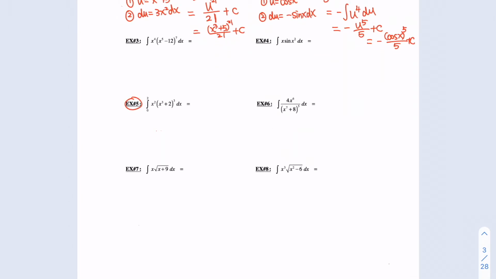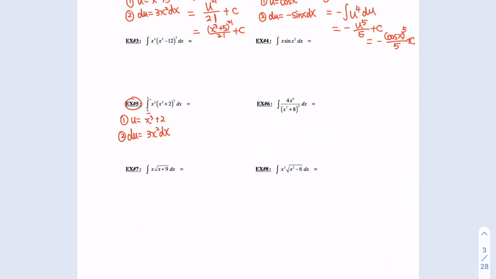Example 5, this is definite integrals. We have 0 and 2 as our lower and upper boundaries. So first, let's define our u equals x cubed plus 2. When we find du, it's the same thing as when we take the derivative. It would be 3x squared dx. Now we are going to plug everything in.